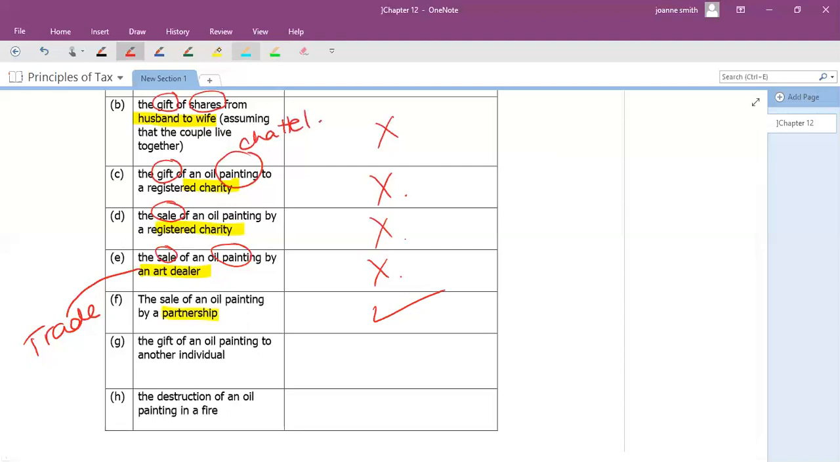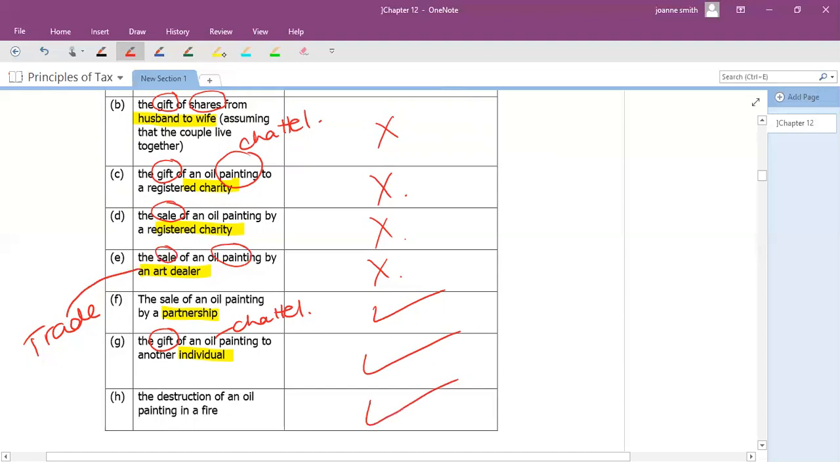For G, this is another chargeable one because we are dealing with an individual. It doesn't matter that it's a gift, remember. An oil painting is a chargeable asset, and as long as it's being disposed of by an individual, whether by selling it at market value or gifting it cheap, it's still going to be chargeable. And the final one is also chargeable, dealing with the same sort of asset, but it's to do with destruction. So destruction, because you've had a fire, can create a capital gain.